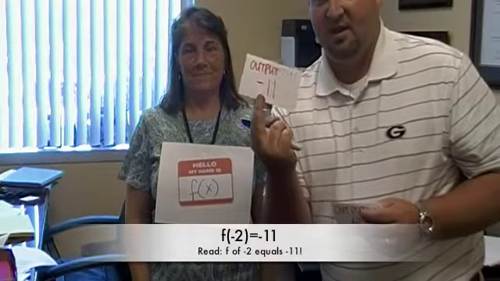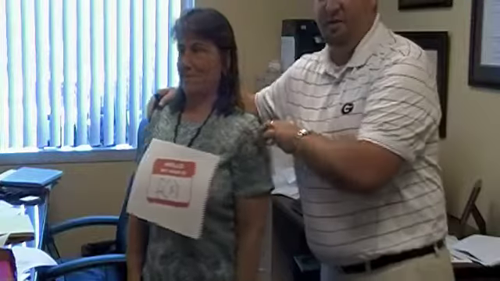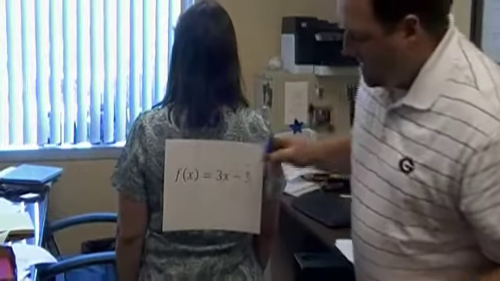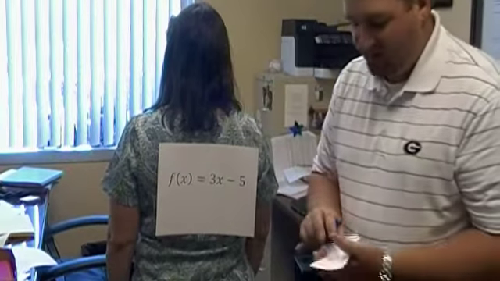Okay, let's give her another input, negative 2. Okay, Mrs. F of X, F of negative 2 would be, thank you, negative 11. Now you may be wondering, what is F of X? Well, F of X is just a fancy way of writing a function. If I turn Mrs. F of X around, the way she's set up is she takes the number, multiplies it times 3, and subtracts 5.